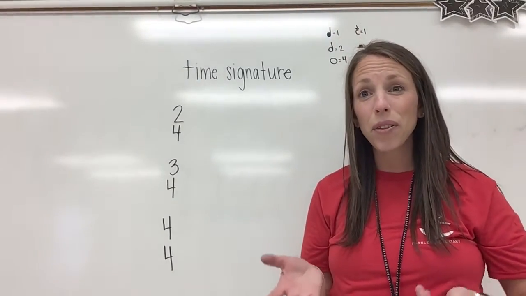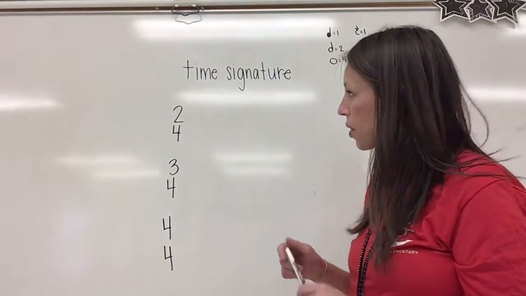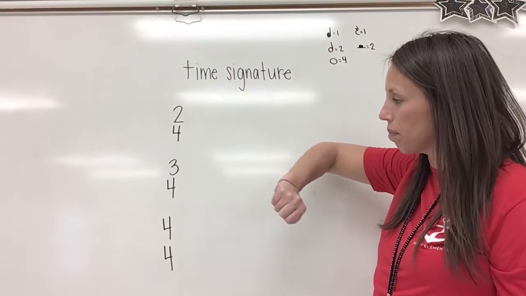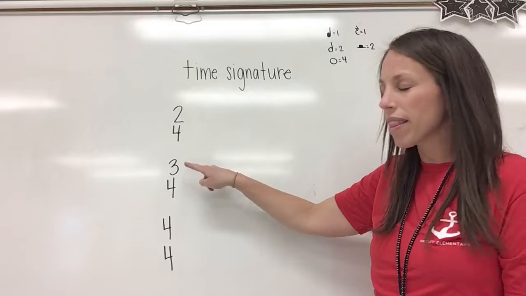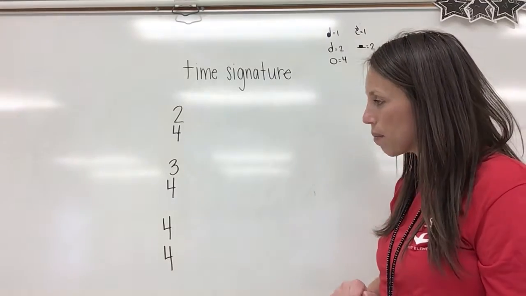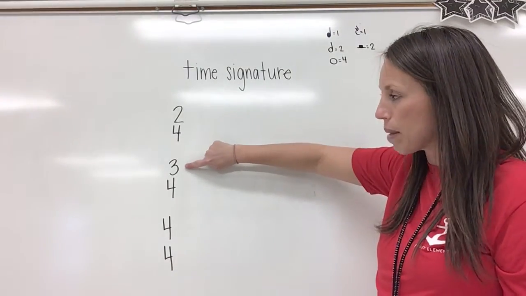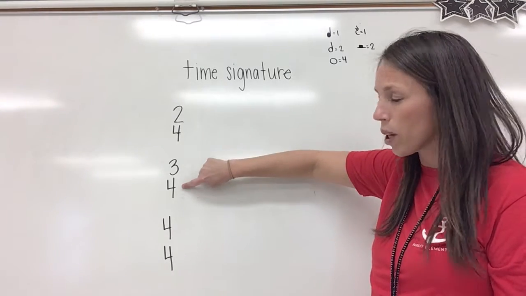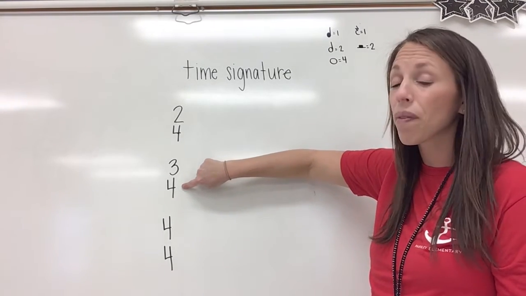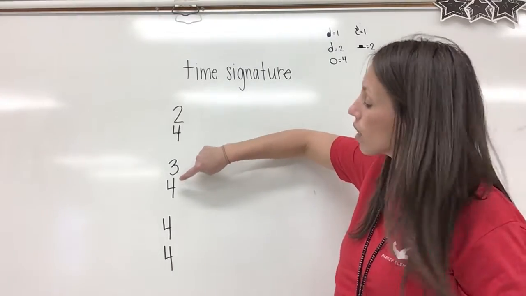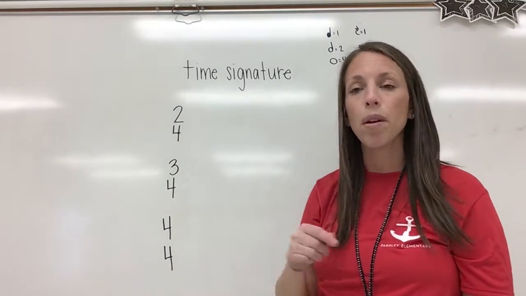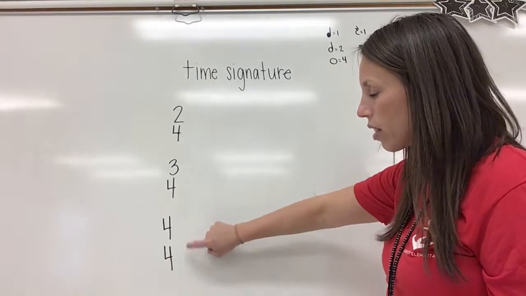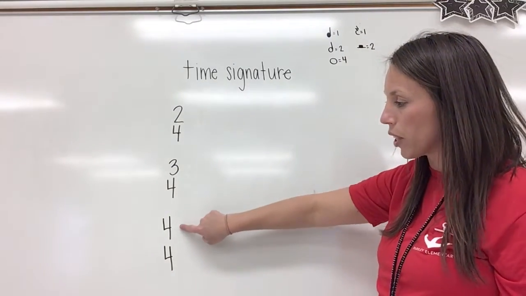Let's look at a few different time signatures. So again, here's our 2/4 time signature. Now let's look at this 3/4 time signature. How many beats will be in each measure? 3. And what type of note will get the beat? The quarter note. That's right, because when we see a 4 on the bottom, we know that the quarter note will get the beat. Now let's go down here to our 4/4 measure.